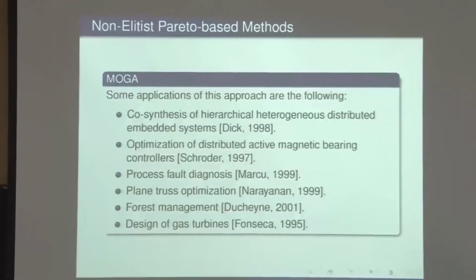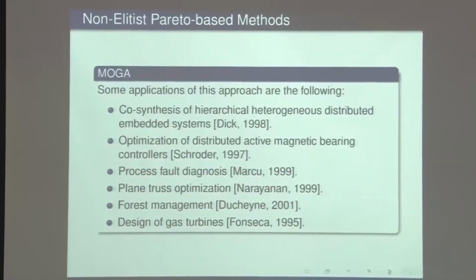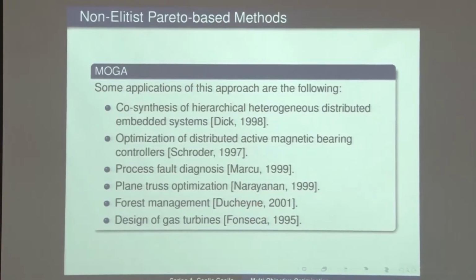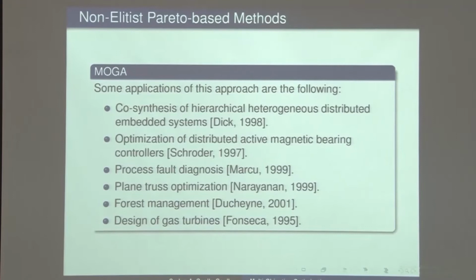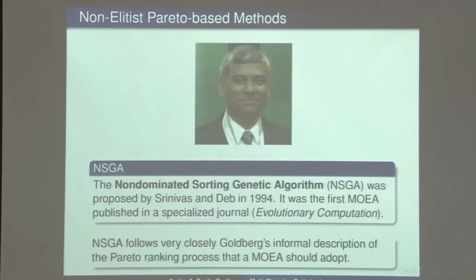So this algorithm was very popular. Many people used this algorithm, including Else Duchesne, and of course Fonseca himself, who developed several applications in the 90s. Then we have Kalyanmoy Deb, of course, from IIT Kanpur. He developed the non-dominated sorting genetic algorithm. And this is also a very interesting story. This algorithm is the one that follows more closely Goldberg's idea of how to do non-dominated sorting.